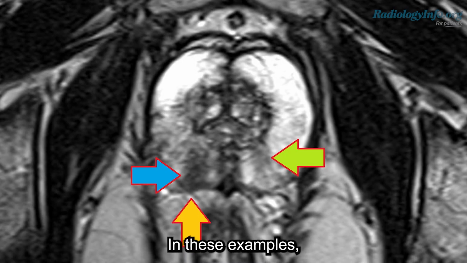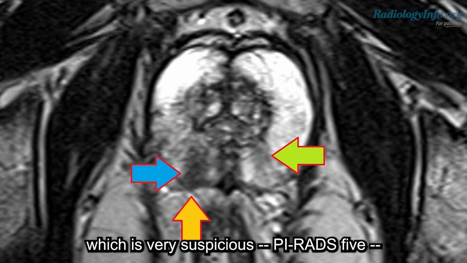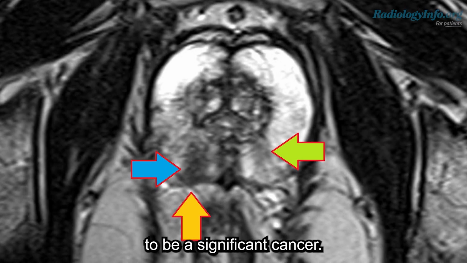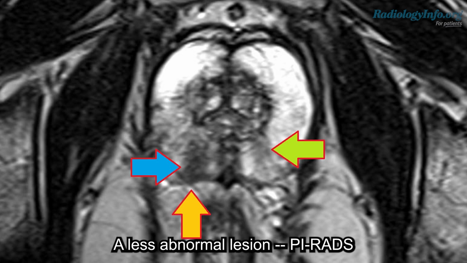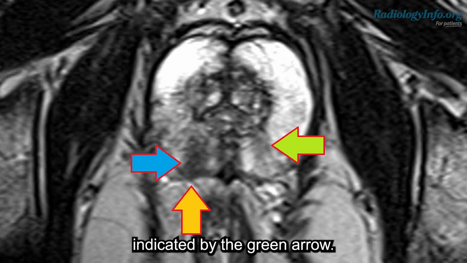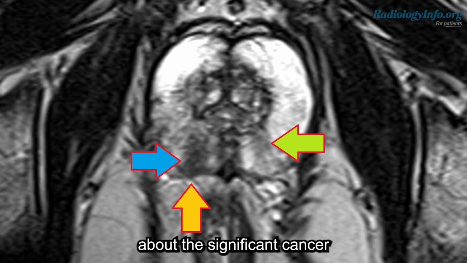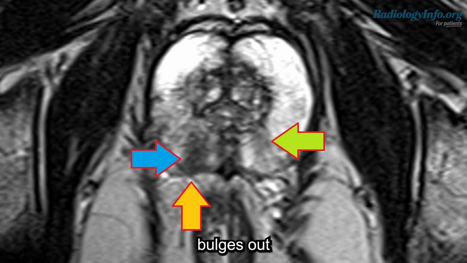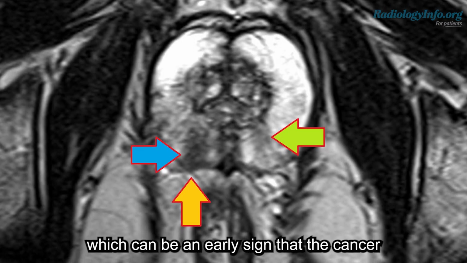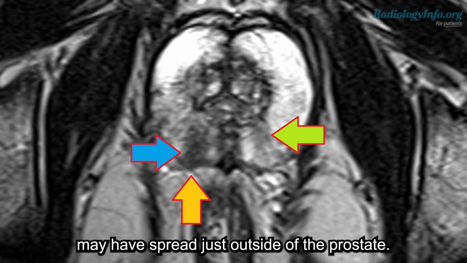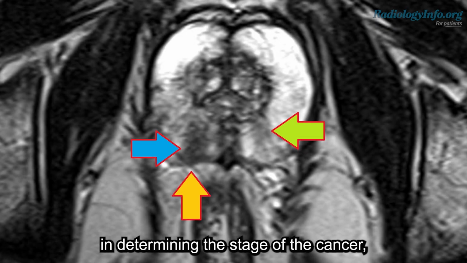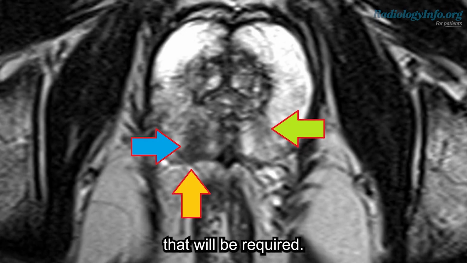In these examples, the blue arrow shows how a tumor, which is very suspicious, PI-RADS 5, was proven on biopsy to be a significant cancer. A less abnormal lesion, PI-RADS 3, was a non-aggressive cancer, indicated by the green arrow. One feature that is concerning about the significant cancer is that it bulges out the edge of the prostate, shown by the orange arrow, which can be an early sign that the cancer may have spread just outside of the prostate. This is important in determining the stage of the cancer and to help guide treatment that will be required.